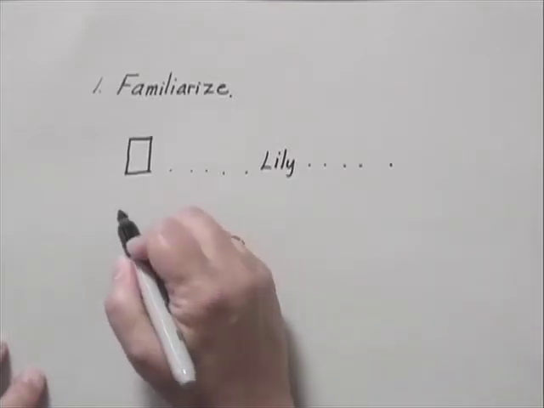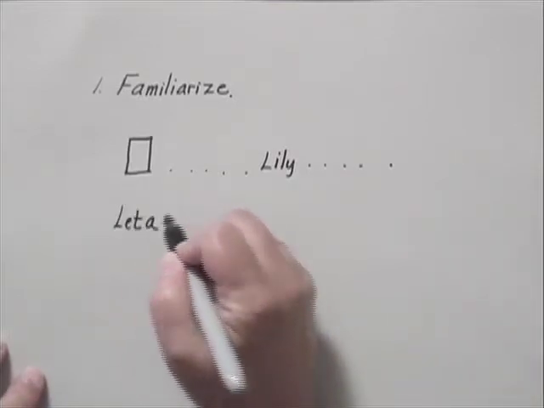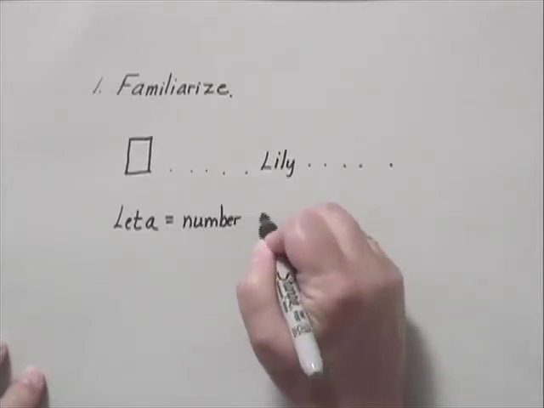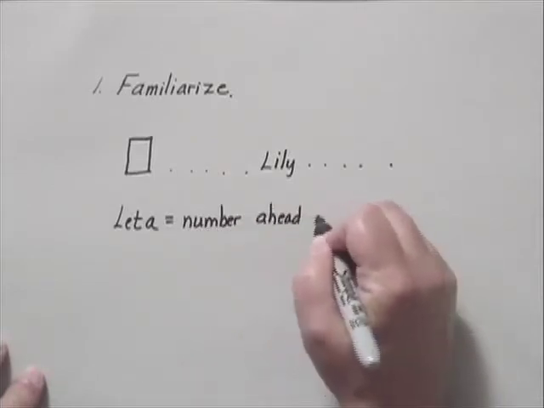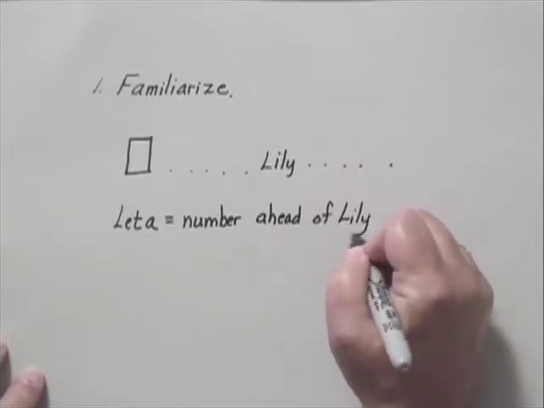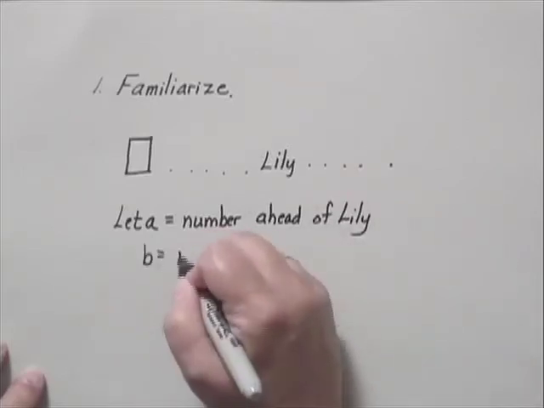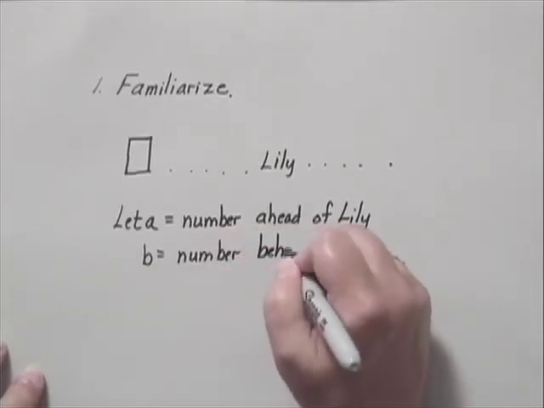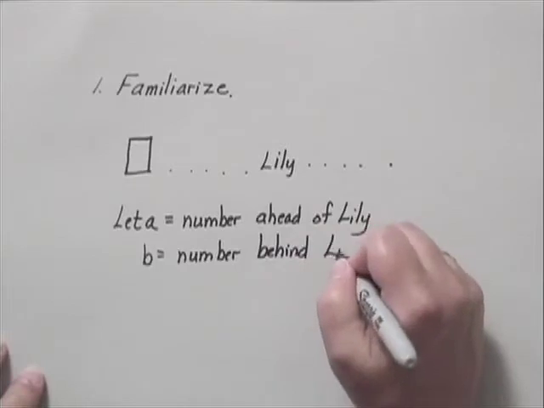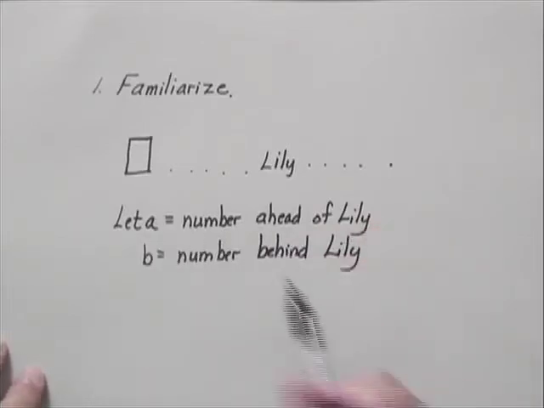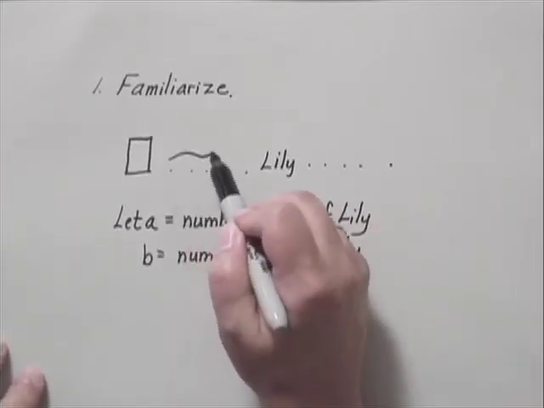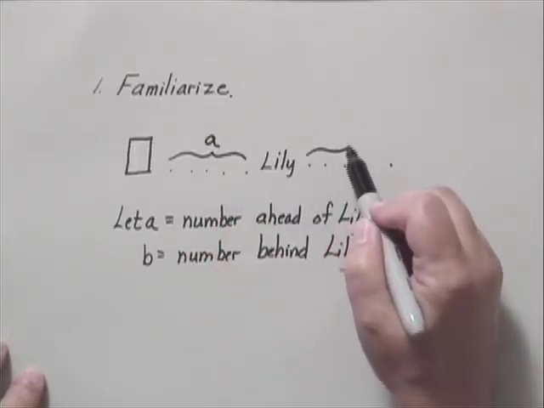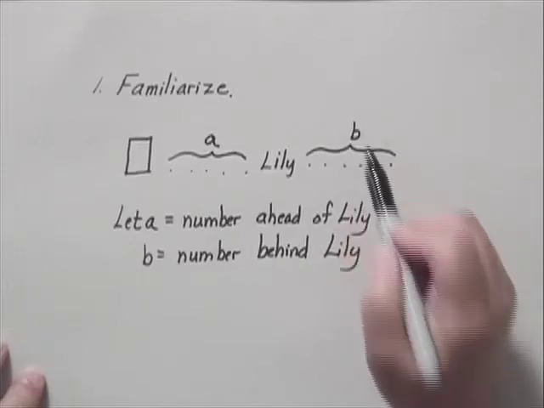Now we're going to let A represent the number of people ahead of Lily in line, and we'll let B represent the number of people that are behind Lily. Now what do we have? Then ahead of Lily we have, this is A people. Behind Lily we have B people.